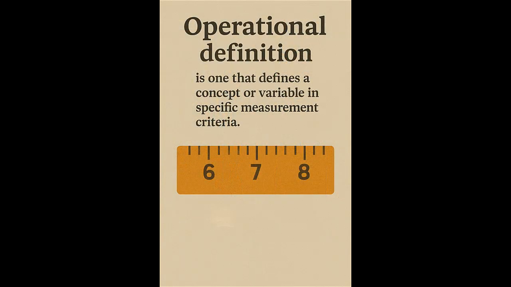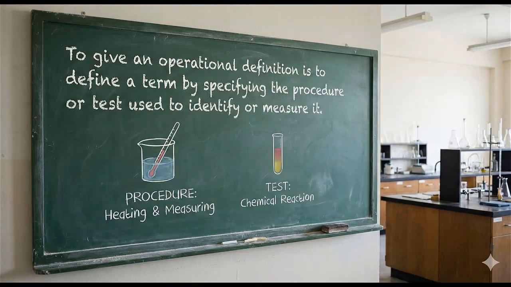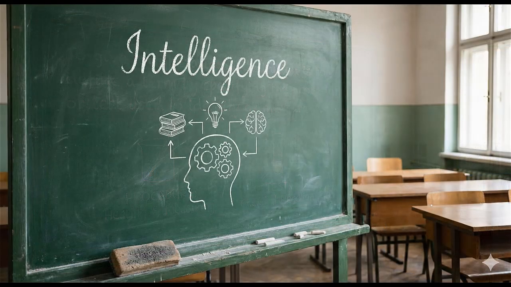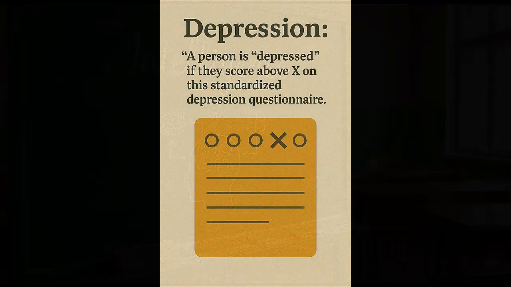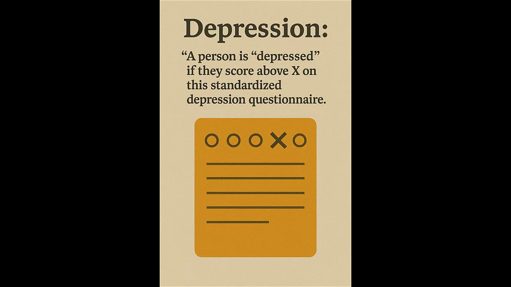The second subcategory of a connotative definition is an operational one, in which you define a term by specifying the process or test used to identify or measure it. Let's say, for example, that you want to define intelligence. You could say intelligence is what an IQ test measures. Or if you want to define depression, you could say a person is depressed if they score above X on the standardized depression questionnaire.